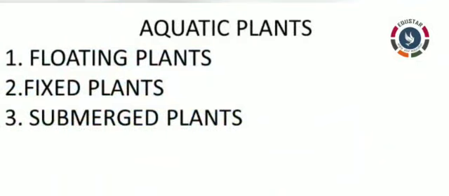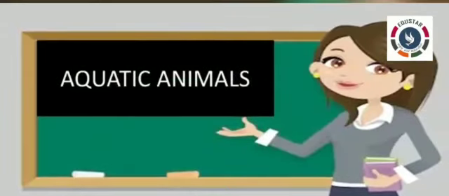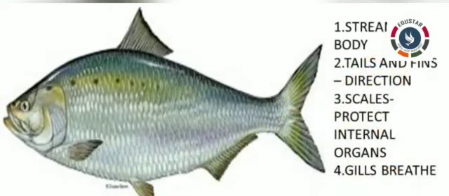Next, I am going to explain about aquatic animals. I am going to explain the adaptation of fish and frog. Already I explained about adaptation of fish in the part 1 video. Once again, let me recall the adaptation of fish. The body shape of fish is streamlined and it has fins and tails to change direction.